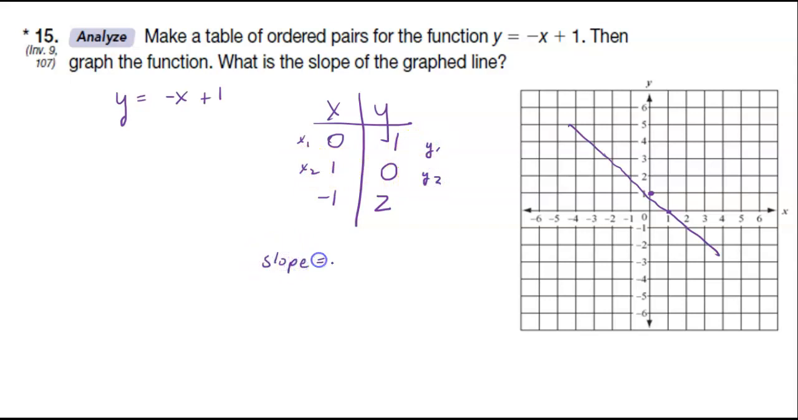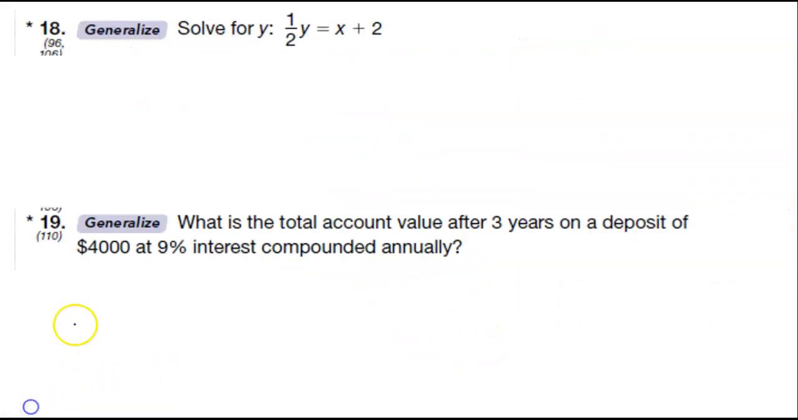Slope, y2 minus y1 over x2 minus x1, which is 0 minus 1 over 1 minus 0, which is negative 1 over 1, which is negative 1. Okay, solve for y. So to do that, I have to multiply everything by 2, because what happens is this goes away, and I get y is equal to 2x plus 4, because I had to multiply everything by 2.